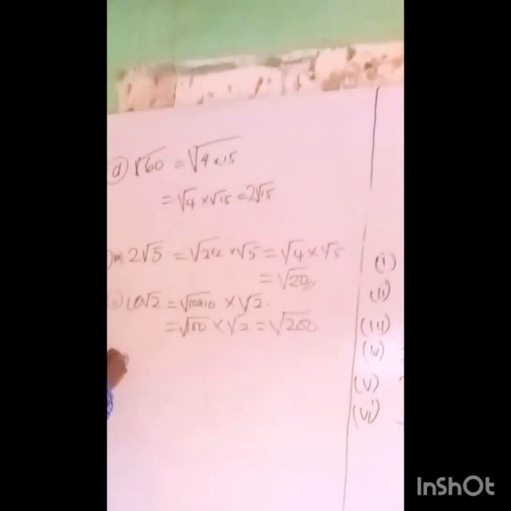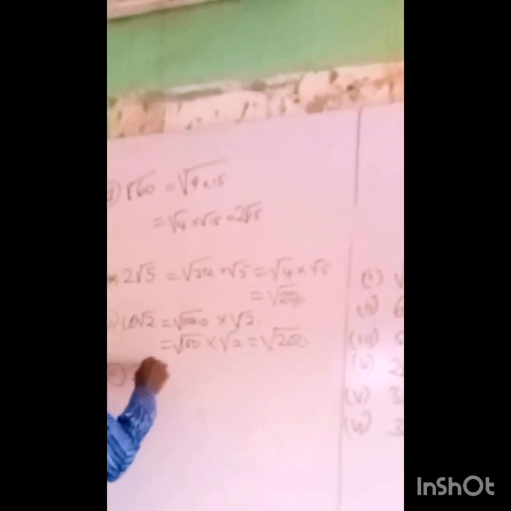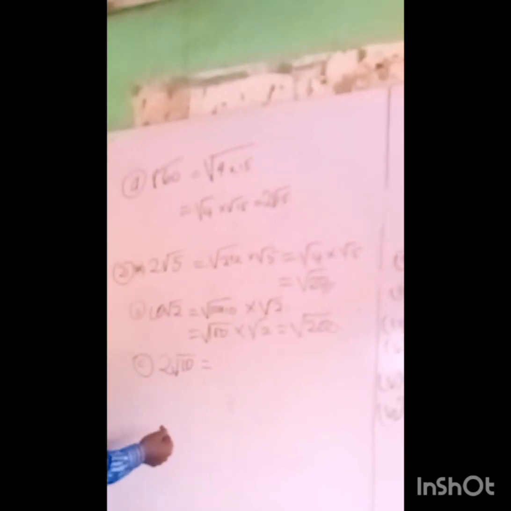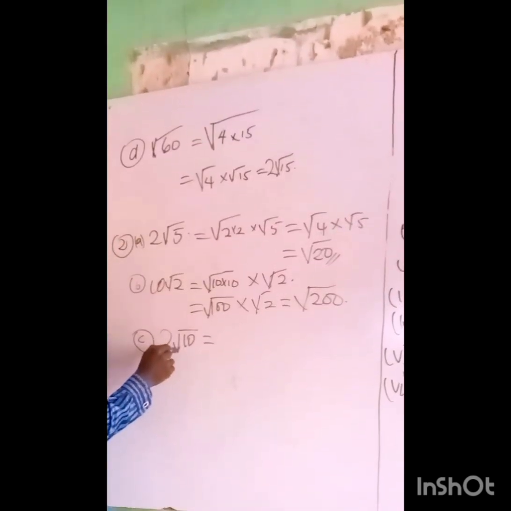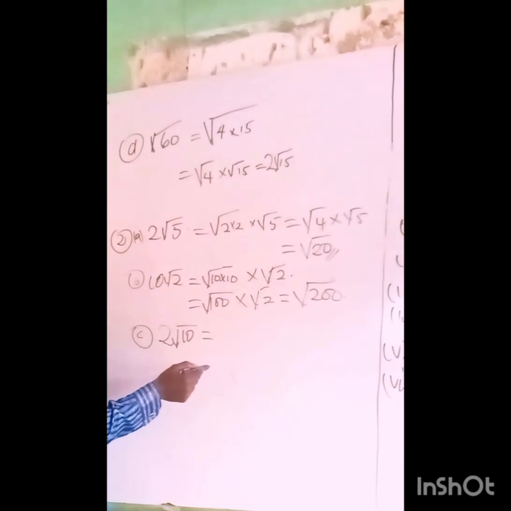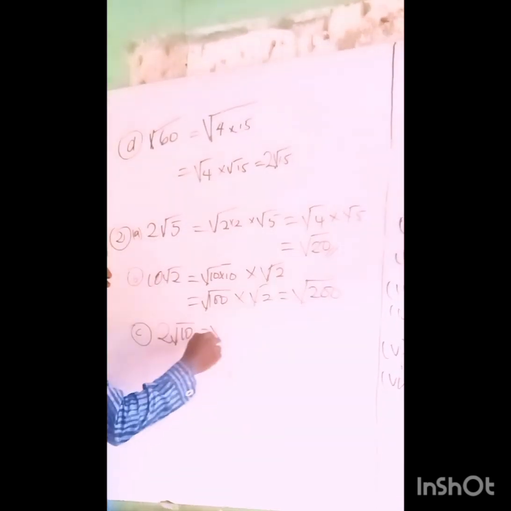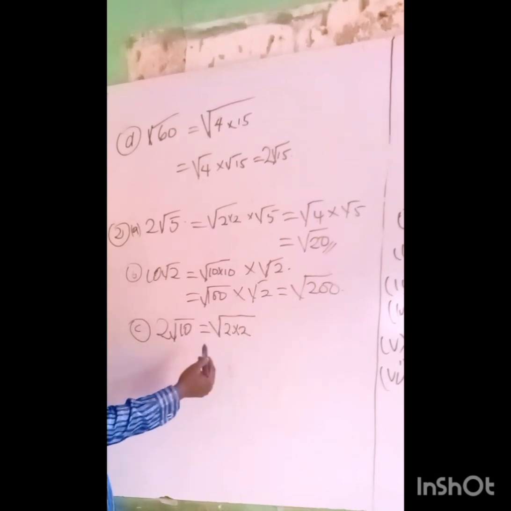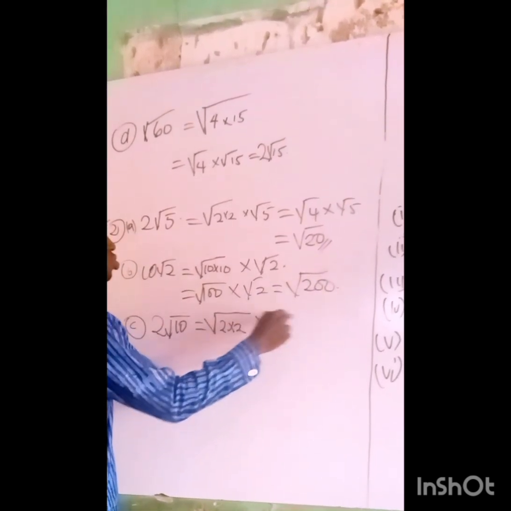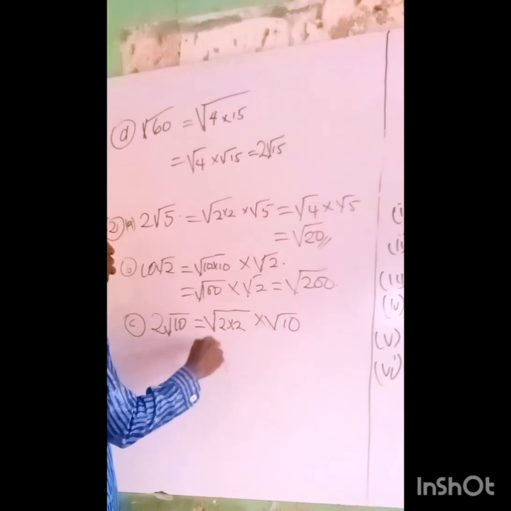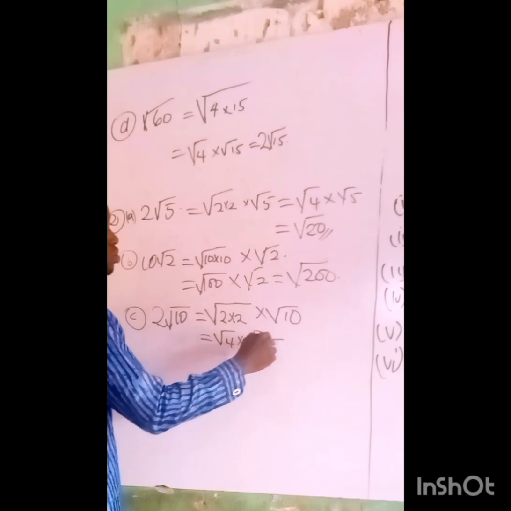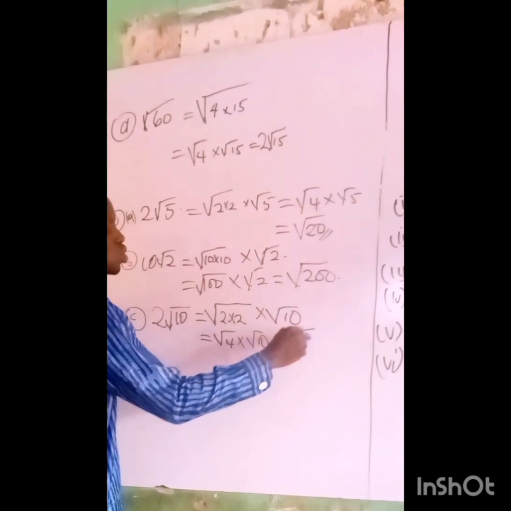Now let's see the third one. The third one is 2 root 10. Don't forget, as we've been doing, the one outside the root, you multiply by itself so that it can be inside the root. That will be the square root of 2 multiplied by 2 inside the root, then multiplied by root 10. So this will give us 2 times 2, 4 times root 10. So root 4 times root 10 will give us root 40.